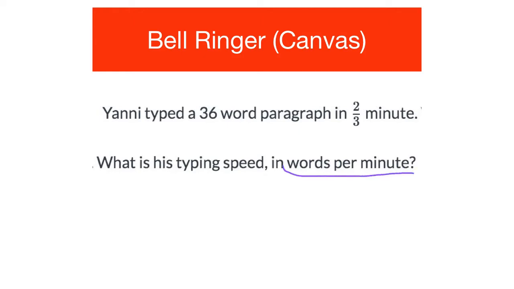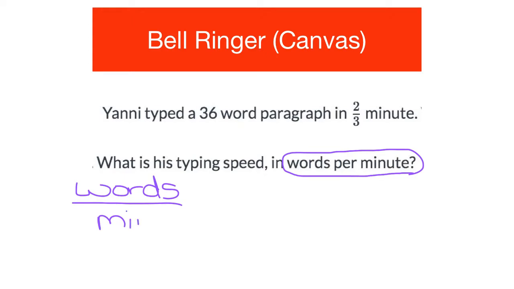In word problems like this, when we see phrases like words per minute, we're going to be working with a type of rate. It's also a type of division problem. So let's start out with words first. We have words per minute. Now let's put in what we know. We know that he can type 36 words in 2/3 minutes.